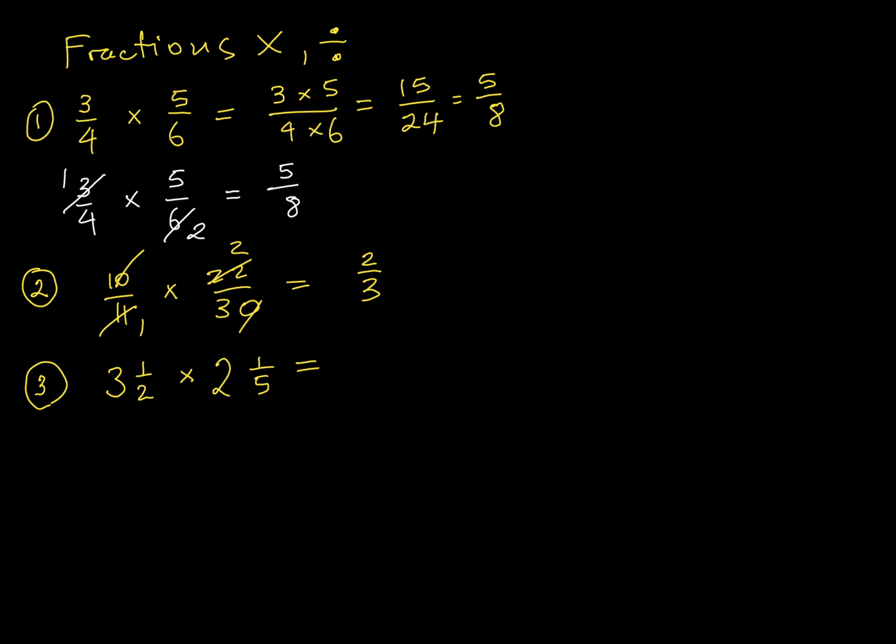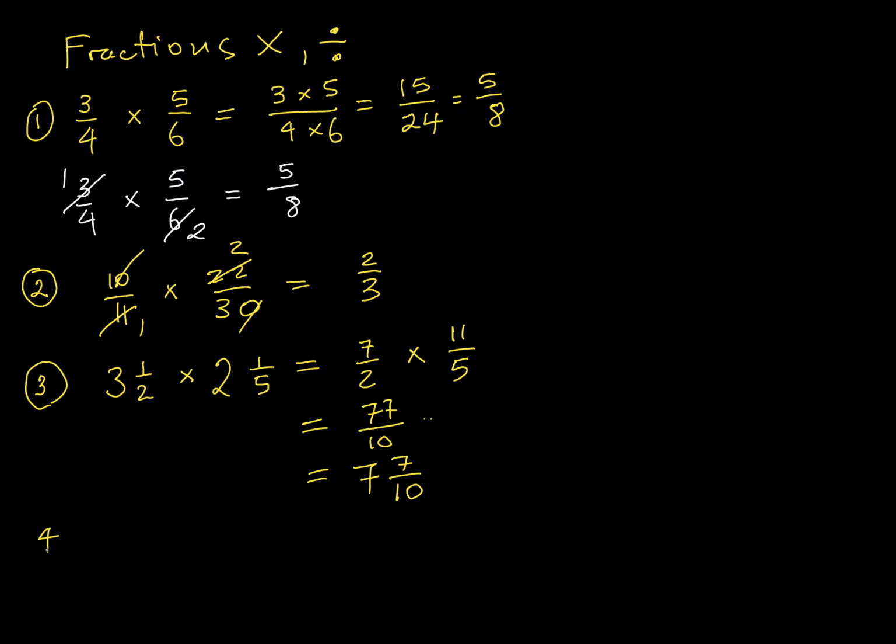So you need to convert to improper fractions. So it's 3 times 2 plus 1, so that's 7. 2 times 5 plus 1, which is 11. And then you do that. 7 times 11 is 77 over 10, etc. So I suppose we'll go 7 and 7/10. And that's really all there is to multiplication.